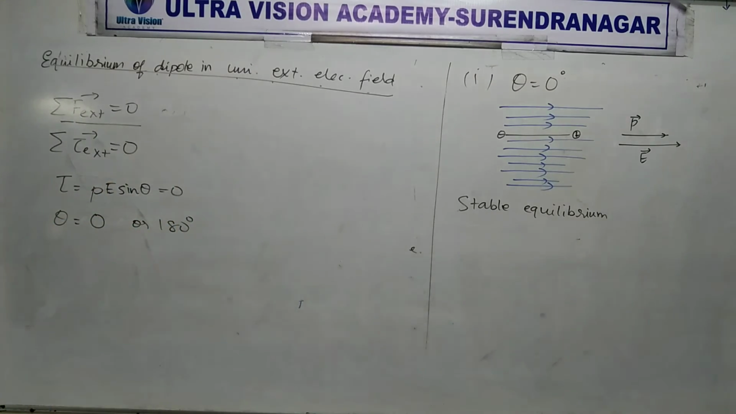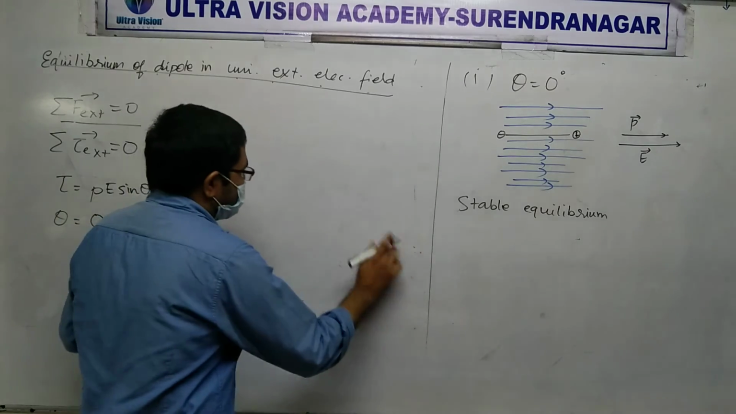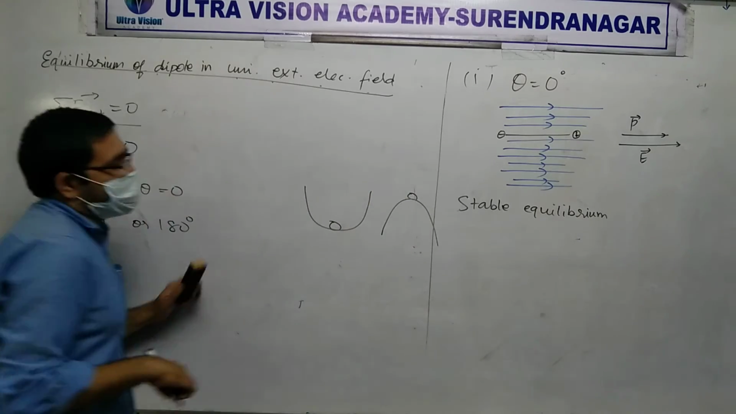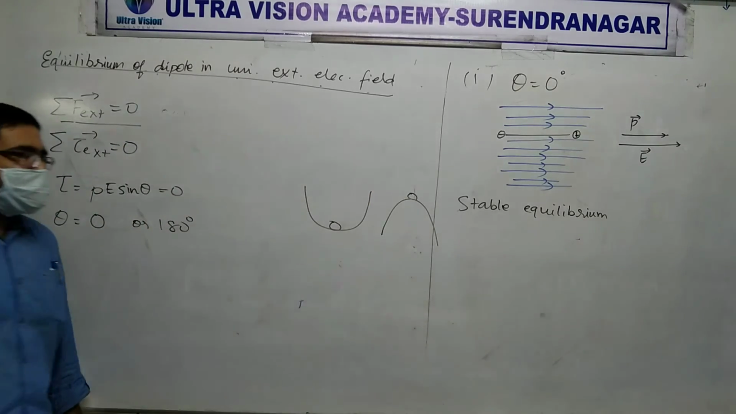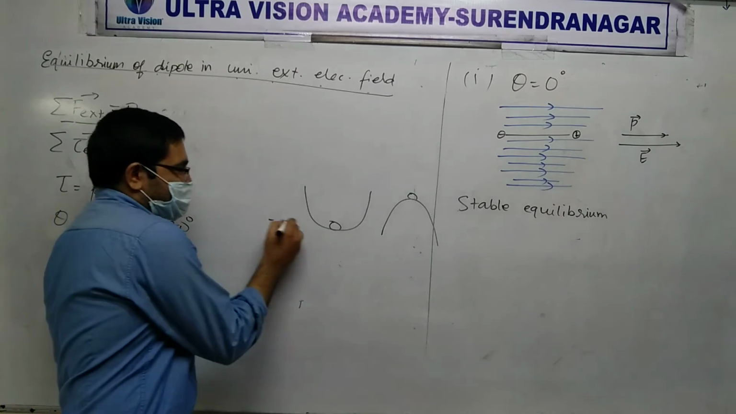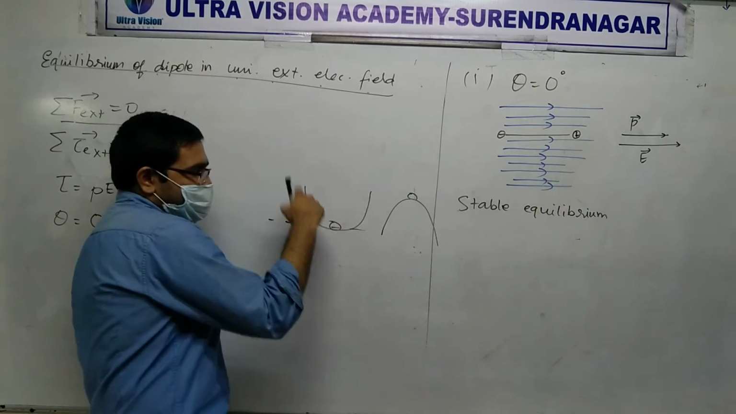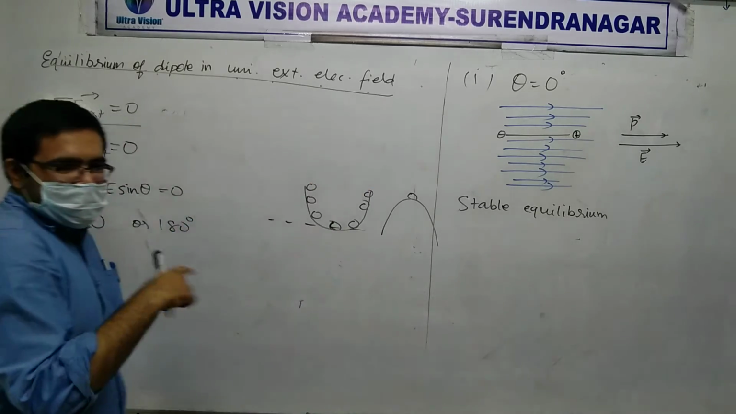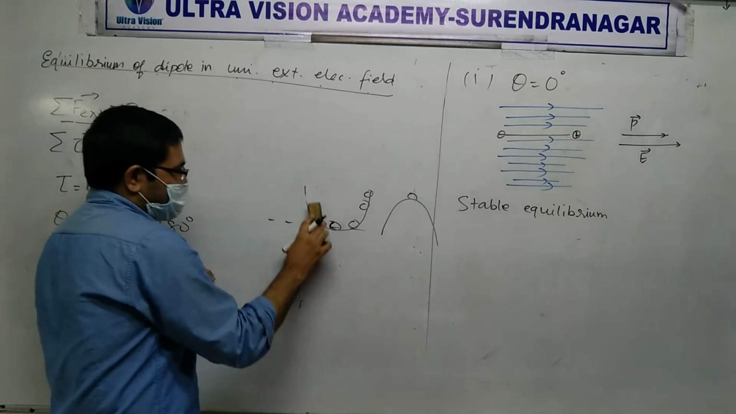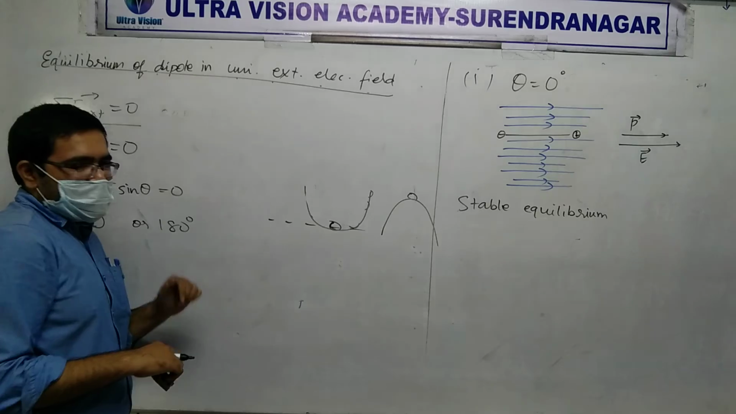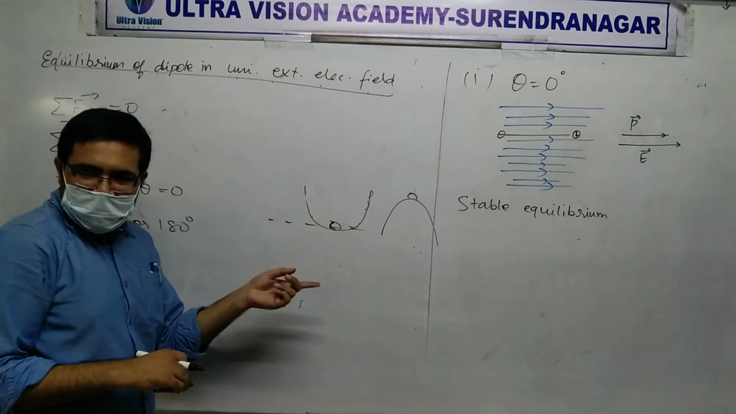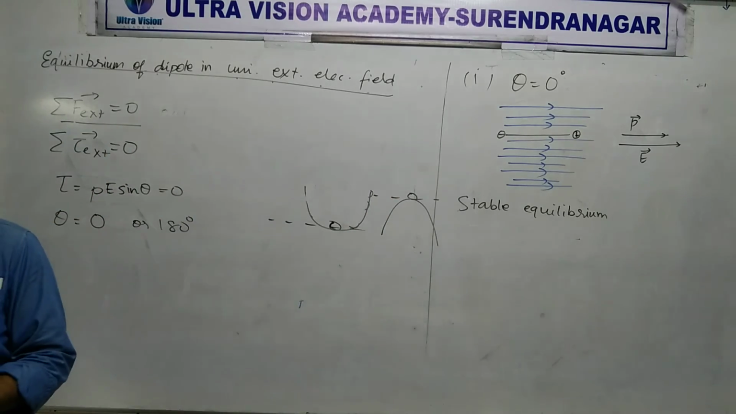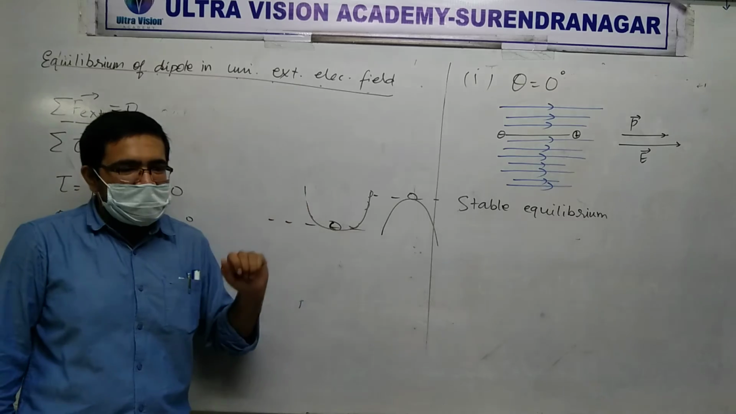Now there is one more way to decide whether the equilibrium is stable or unstable, and that is by potential energy. If you leave a ball like this, it has minimum potential energy of all points. Is that point a stable or unstable equilibrium? Stable, because if you displace it, it will come back. Similarly, look at this one. At this point it has the highest potential energy. So this is unstable.